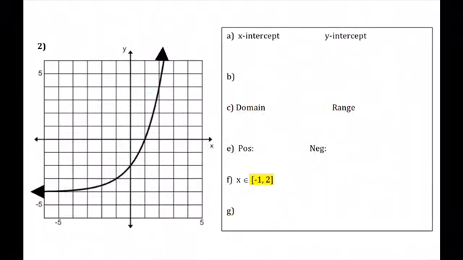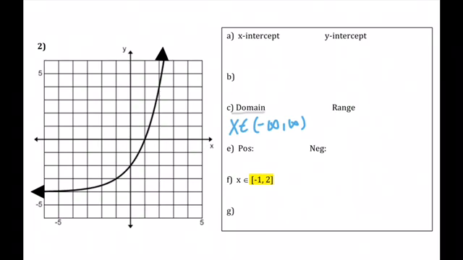Okay, for number 2, we can see that this is an exponential graph. So because of that, I do know what my domain is. I know that my domain is going to be from negative infinity to infinity, because all exponential equations have a domain of all real numbers.